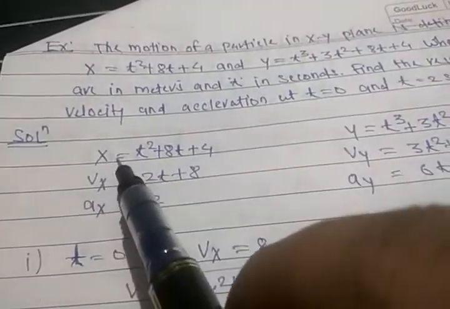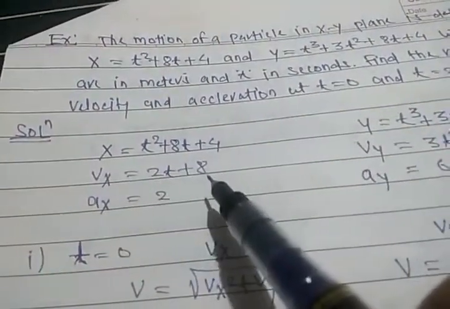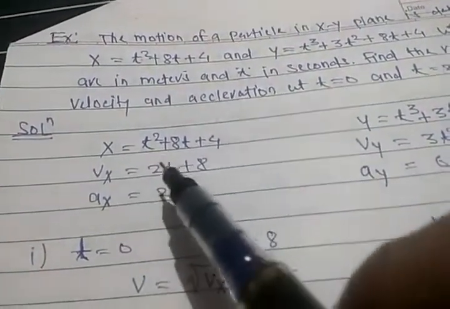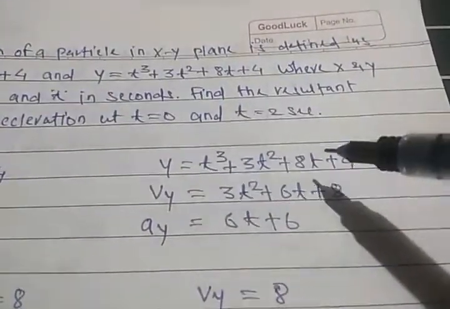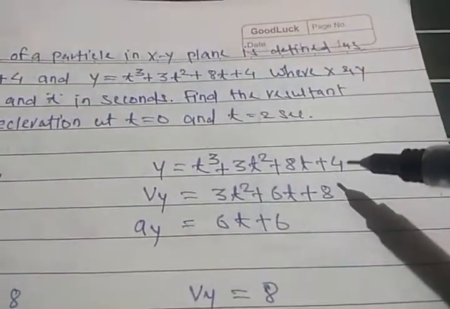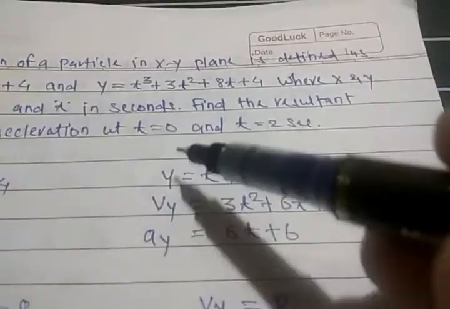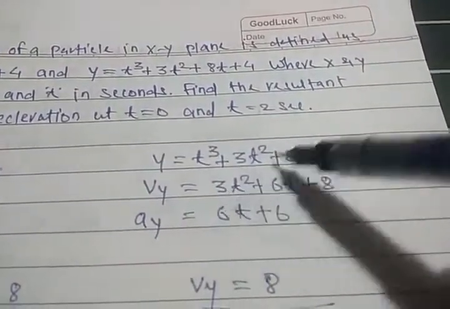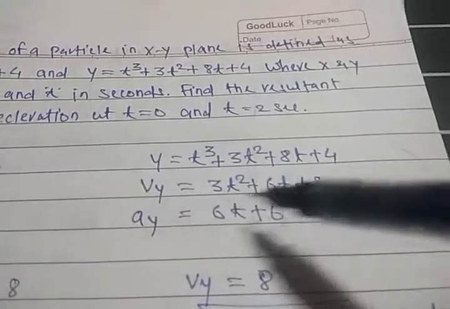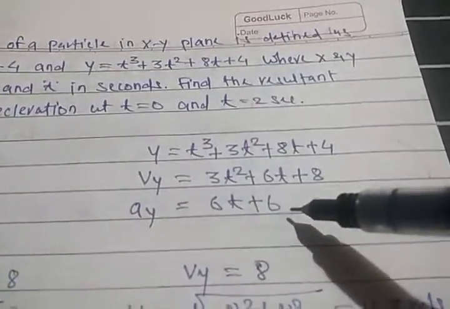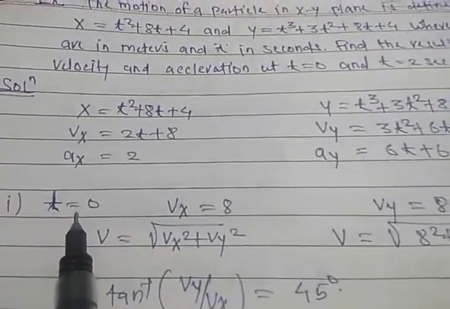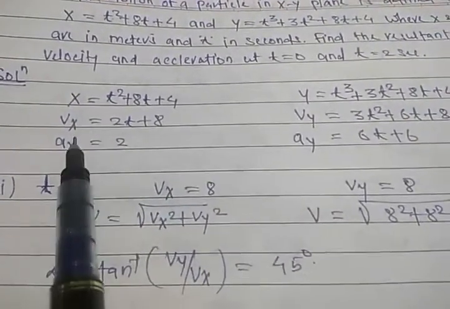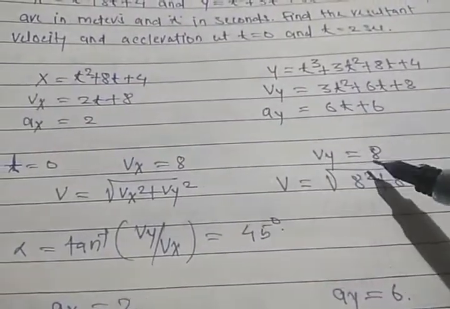So vx, obviously differentiation of this, is 2t plus 8, and ax, differentiation of this again, is 2. Now y, t cube plus 3t square plus 8t plus 4, as it is given. Okay, vy, differentiation of this, is 3t square plus 6t plus 8, and ay is 6t plus 6, so just differentiation. Now at time t equal to 0, put this value in the vx equation, you get vx is equal to 8 and vy is equal to 8.